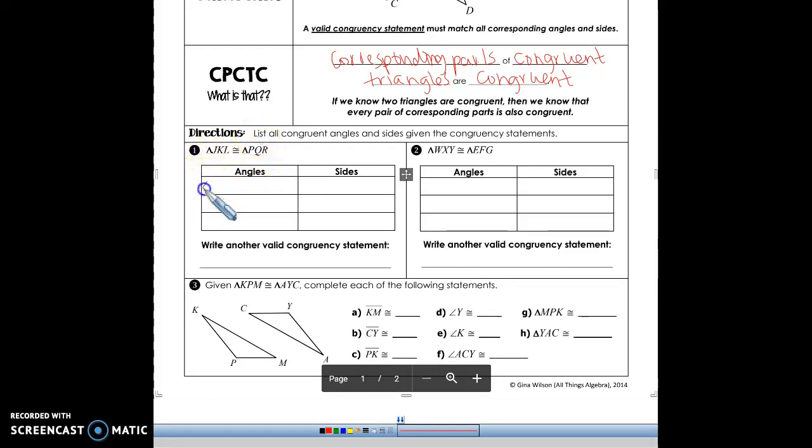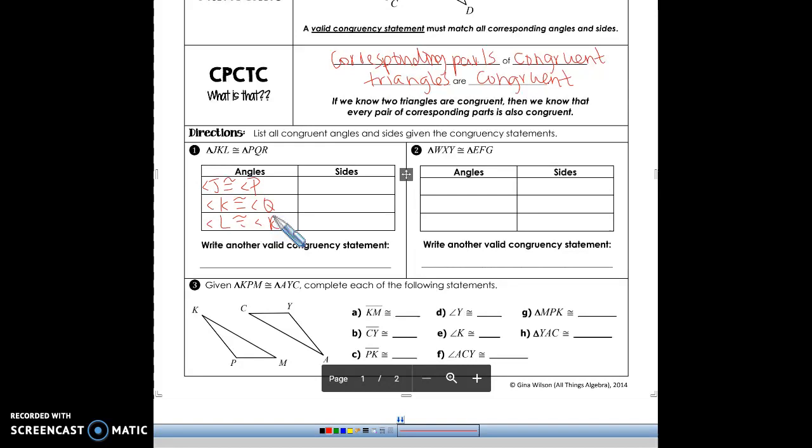So angle J is going to be congruent to, since it's the first letter, the angle that's the first letter in the second statement. So it's going to be congruent to angle P. Angle K, since it's the second letter, is going to be congruent to the second letter, angle Q. And then angle L, since it's the third letter, is going to be congruent to angle R.